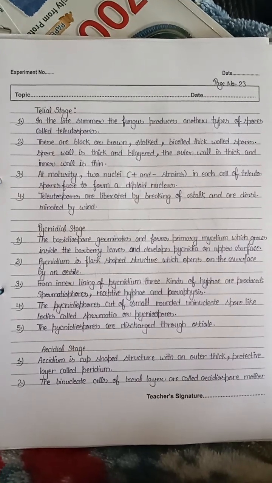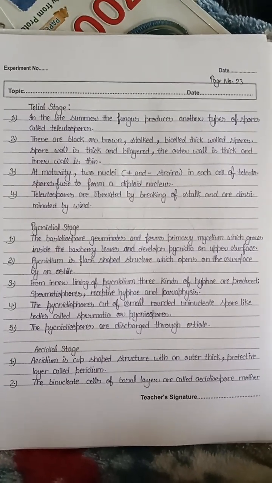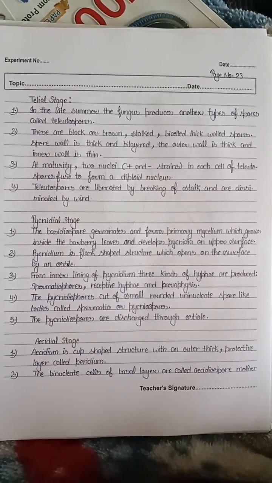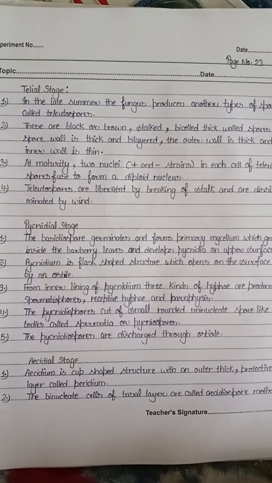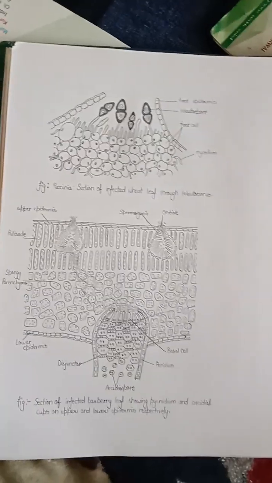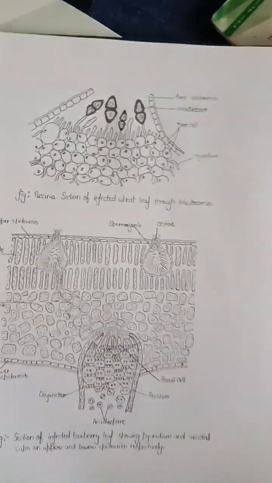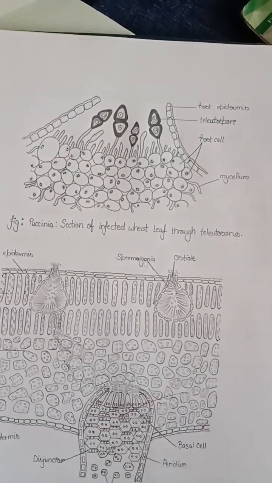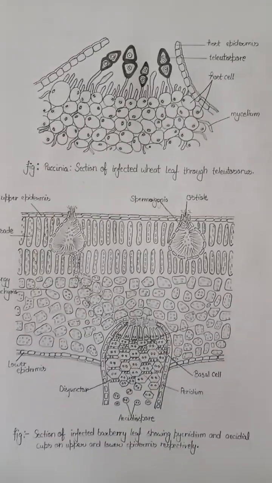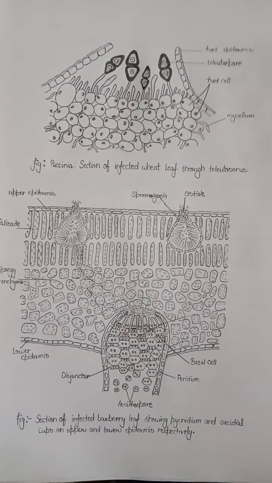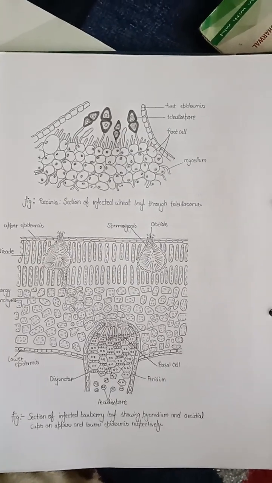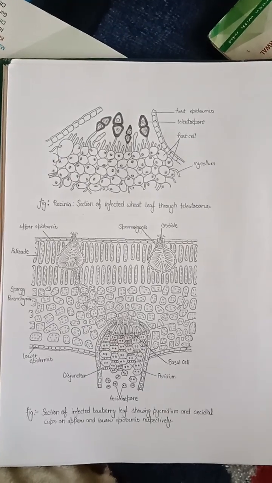Next stage is the telial stage. We have written some comments, and for the pycnial stage we have written comments. Aecial stage also we have written here. The diagrammatic view: Puccinia section of infected wheat leaf through teleutospores, and section of infected barberry leaves showing pycnidium and aecial cups on upper and lower epidermis respectively.